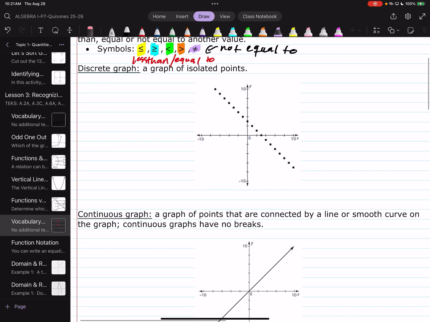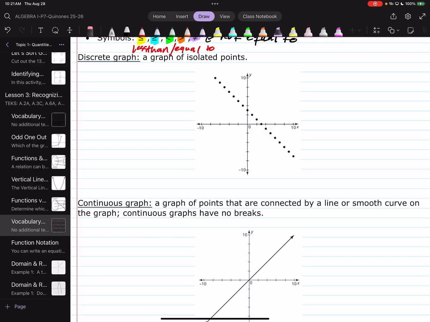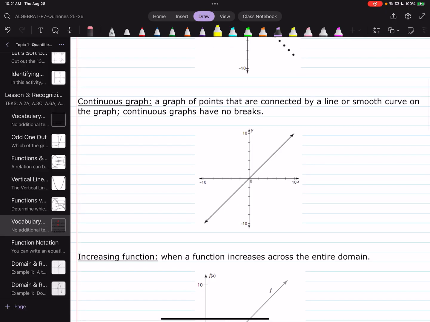Okay, let's talk about some graph characteristics. Discrete graph, this is what we call discrete if it has just isolated points, just like this. Okay? Continuous graph is a graph of points that are connected by either a smooth line or a curve. We see this line is connected all by one straight line, smooth line, no breaks. That is what we call a continuous graph. Okay?